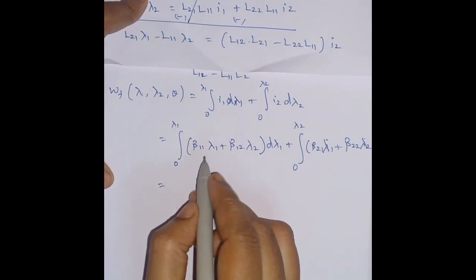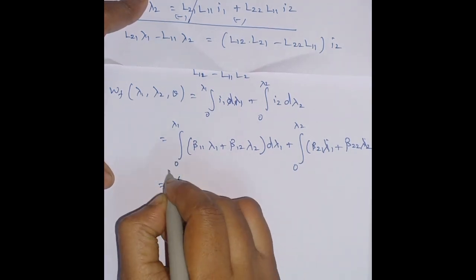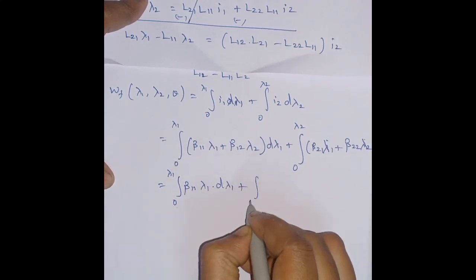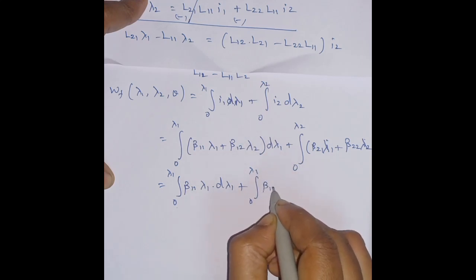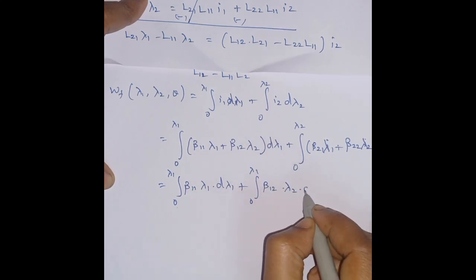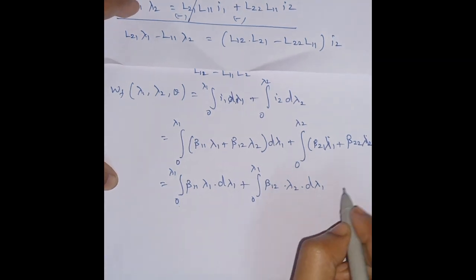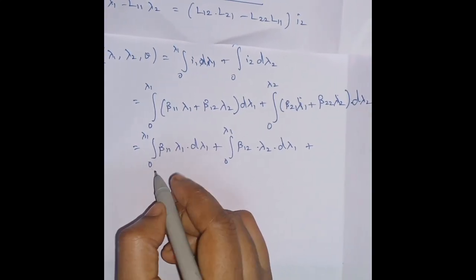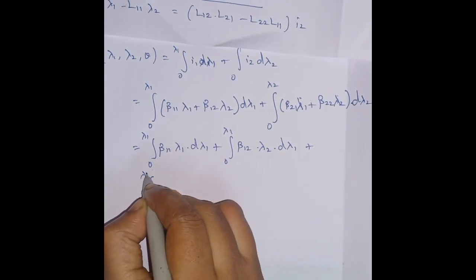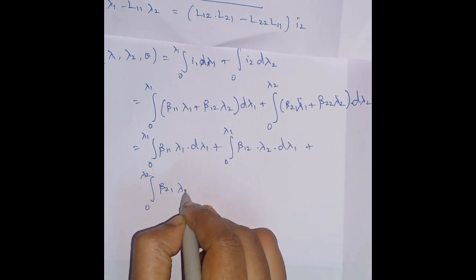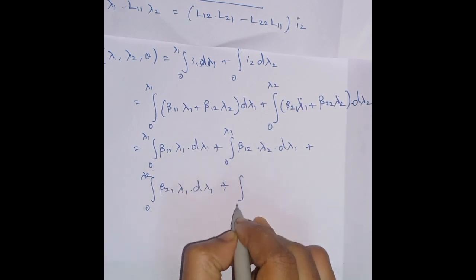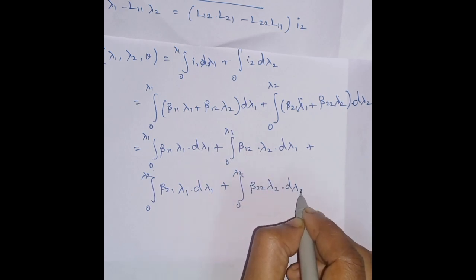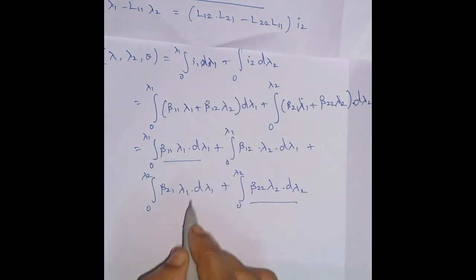Further I am separating this integration, so I can separate it into two components: 0 to lambda 1 beta 11 lambda 1 d lambda 1 plus 0 to lambda 1 beta 12 lambda 2 d lambda 1. Then the other is again separated into two terms: 0 to lambda 2 beta 21 lambda 1 d lambda 1 plus 0 to lambda 2 beta 22 lambda 2 d lambda 2. For the first component and fourth component I can directly integrate.